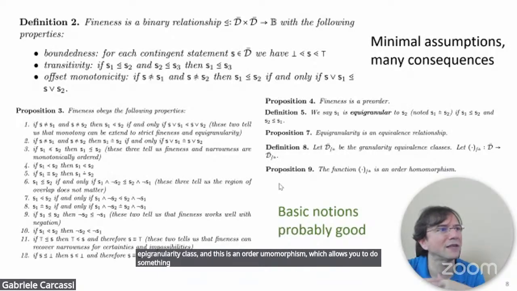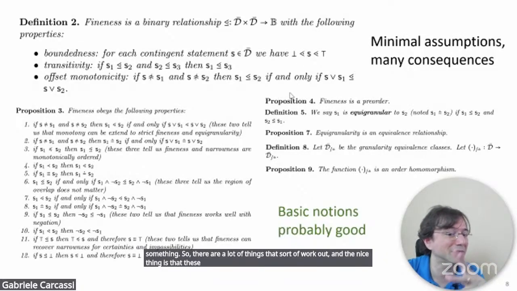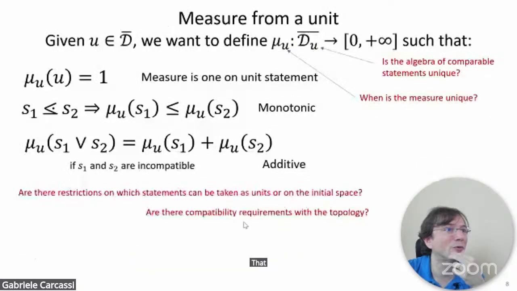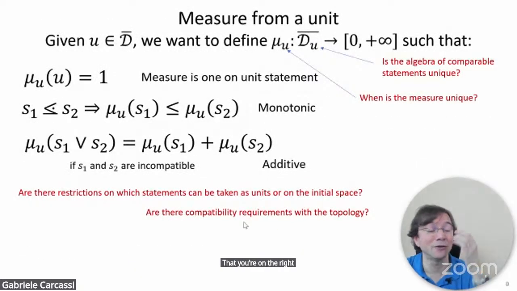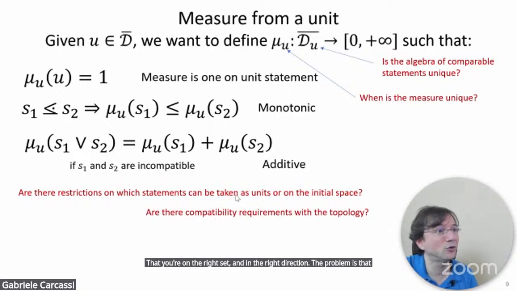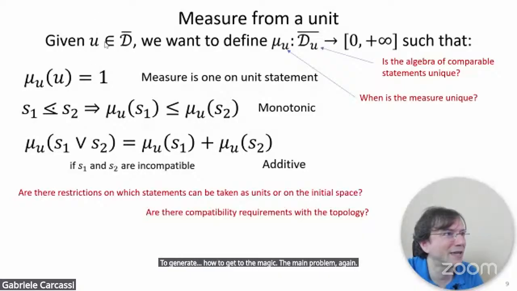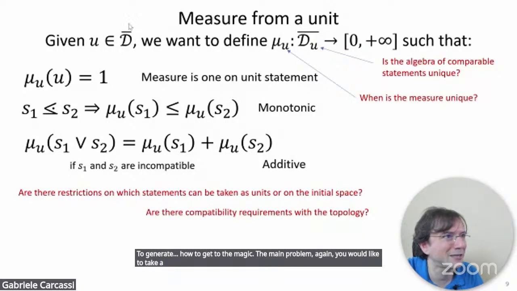So there are a lot of things that sort of work out, and the nice thing is that these are minimal assumptions, and it gives you many consequences, so it always tells you that you're on the right track and in the right direction. The problem is that we still have no idea how to get to the measure. The main problem, again, is that you would like to take a unit statement and then define a measure that for every other statement gives you some notion of size.